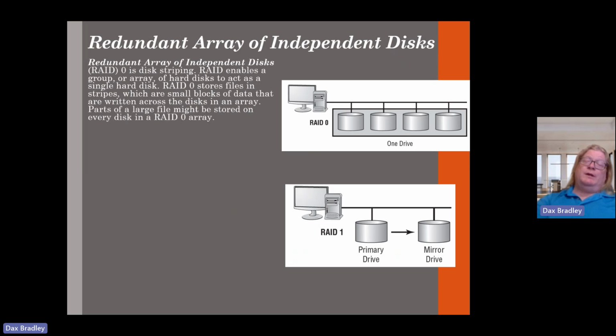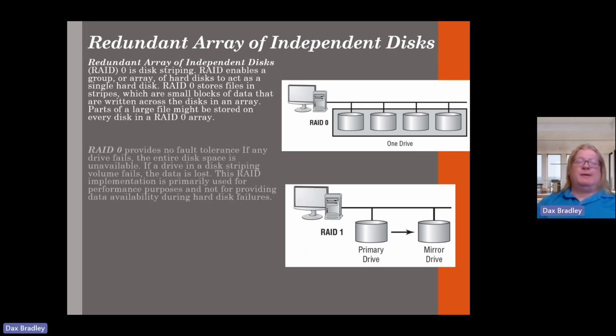Now, in RAID 1 or mirror array, let's talk about RAID 0 first. RAID 0 provides no fault tolerance. If any drive fails, the entire disk space comes up as unavailable. If a drive in the disk striping volume fails, then the data is lost.